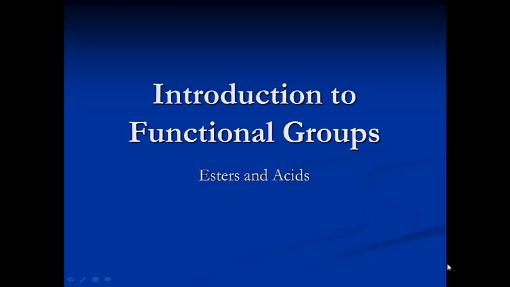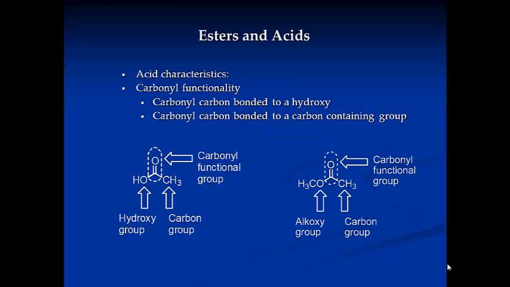Alright, so the second video is going to deal with esters and acids. Let's just give a general overview of what an ester is and what an acid is. What's common to both of these functional groups is what's called a carbonyl group, or a C double bond O group. Again, you remember this from earlier. A double bond is just a pi bond and a sigma bond, so there's a pi bond and a sigma bond between carbon and oxygen.